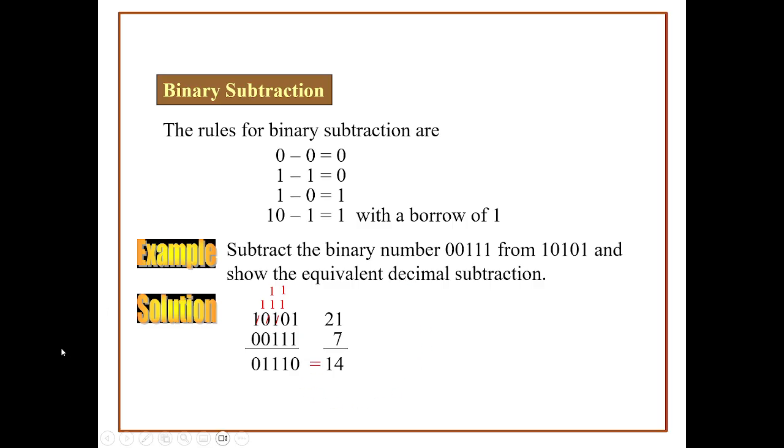Okay, so you must remember the borrowing concept. You must understand that this one doesn't borrow, but this one you cannot minus, you need to borrow from here. When you borrow from here, it appears as 1 and 1. So 1 minus 1 and then 1 minus 1 becomes 0, and then you have 1 here comes down.